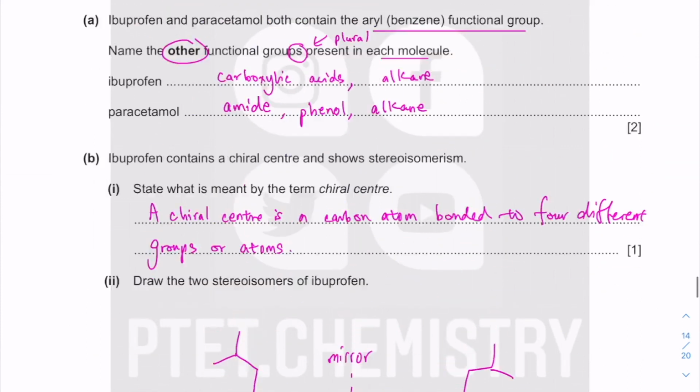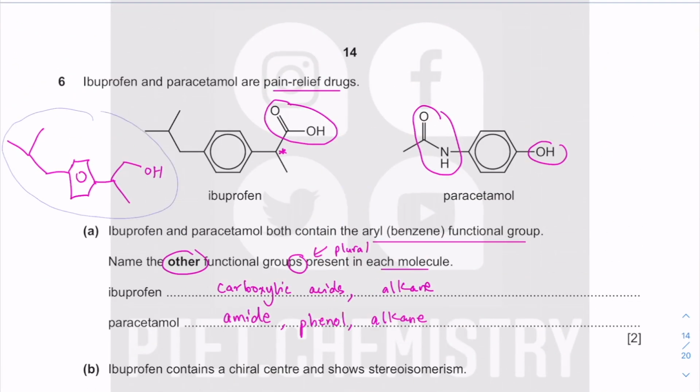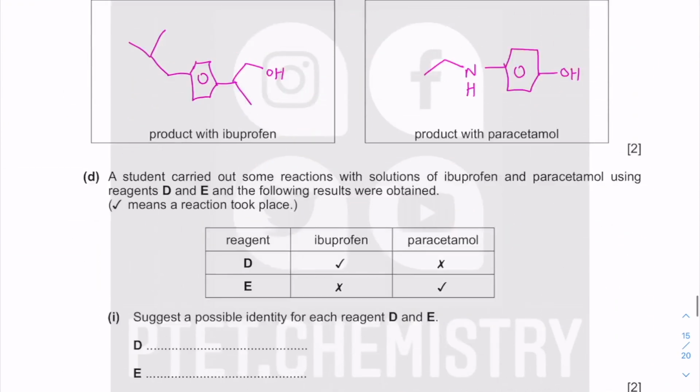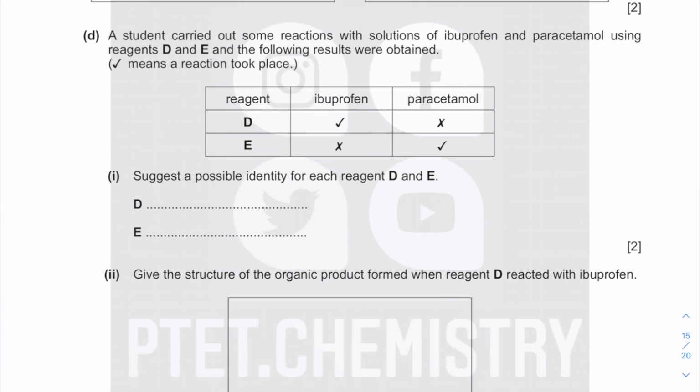And I have one other product which is with ibuprofen. So the carboxylic acids get reduced to primary alcohol. Now a student carried out some reaction with solutions of ibuprofen and paracetamol. You use reagent D and E. The following results were obtained. Okay, we need to suggest identity for the reagent.